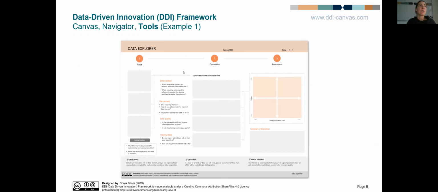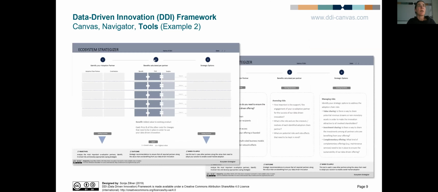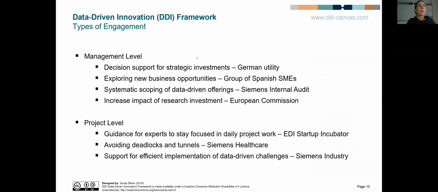Just to show you how this looks: for each of the dimensions, you have guiding questions and also a summary. These are questions which guide you through the exploration of these different dimensions. This is now the one for the data aspect, but we also have them for the ecosystem. So all methods are available here. This is the framework which we would like to share with you.